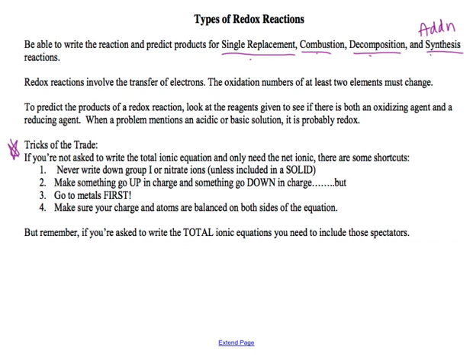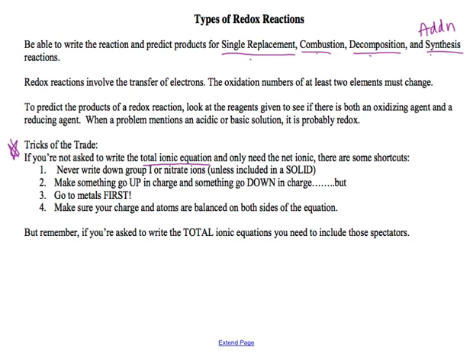If you're not asked to write the total ionic equation, then you can do this. Sometimes they will say, write the molecular, write the total, cancel out spectators. They'll demand all of it. And on this test, you're going to have to be able to do both.